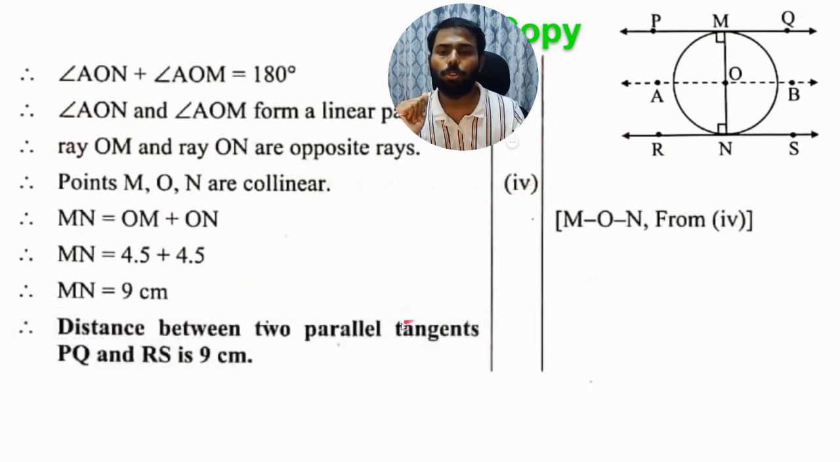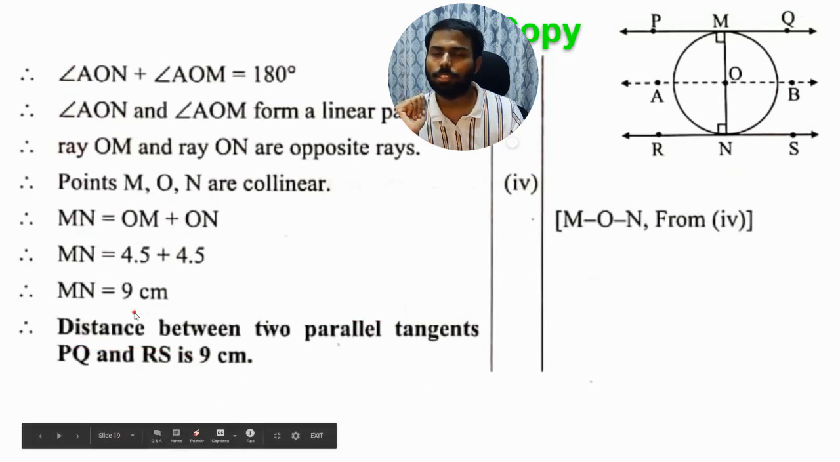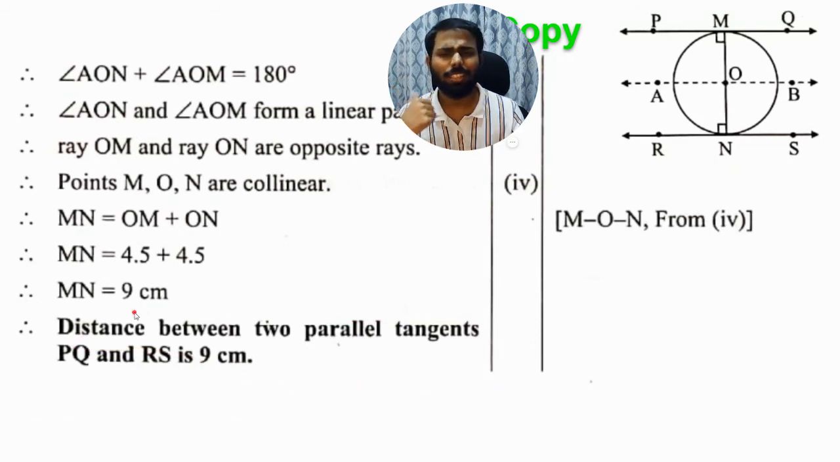Distance between the two parallel tangents PQ and RS is 9 centimeters, and put that in pencil box. Okay, so that's that. Okay, and it looks very difficult, but to be honest, very simple once you know what you have to do, and once you see two, three similar type of sums, it becomes easier.